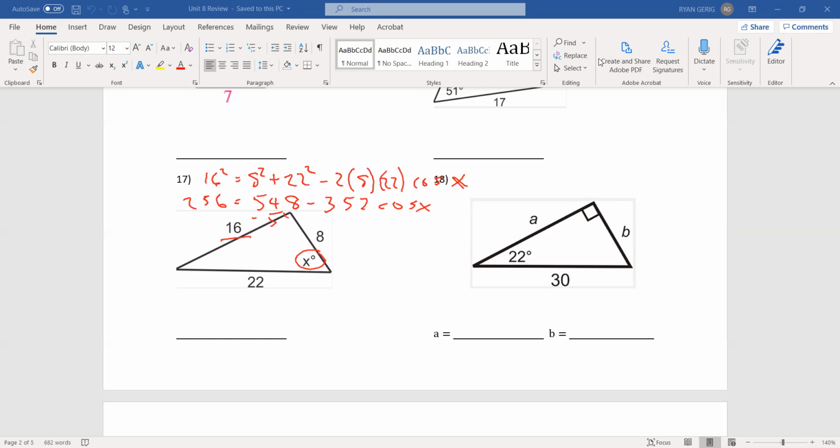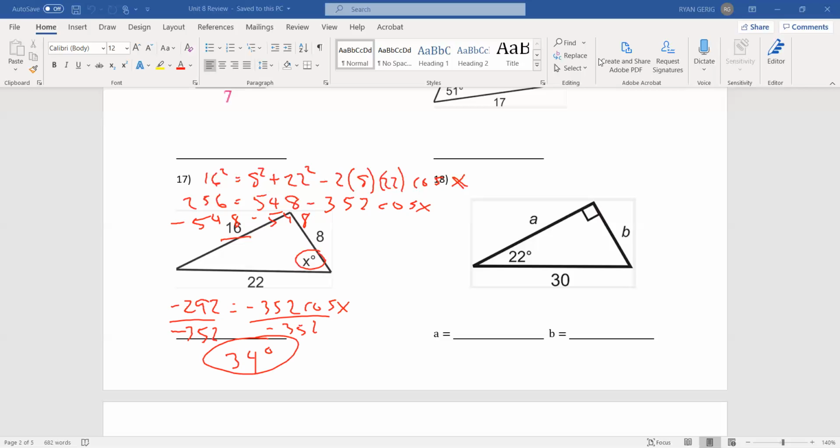Subtract 548 from both sides. I get negative 292. So I'm going to kind of jump down here. Equals negative 352 cosine of x, divided by negative 352. And now you're going to do the inverse cosine of that number. So inverse cosine of negative 292 divided by negative 352. And you get 33.9 or 34 degrees.